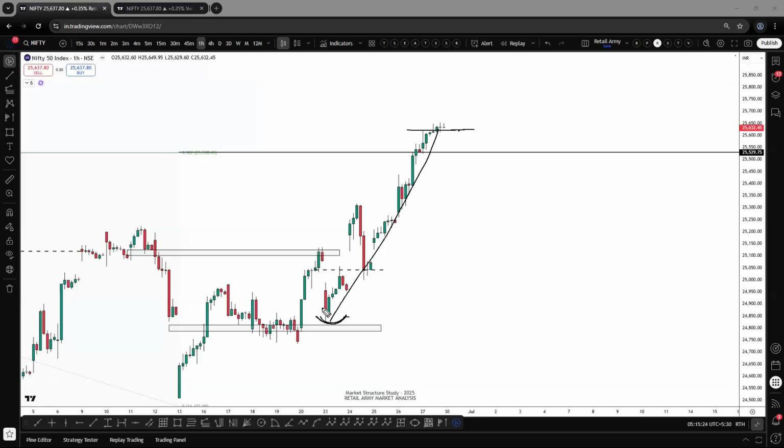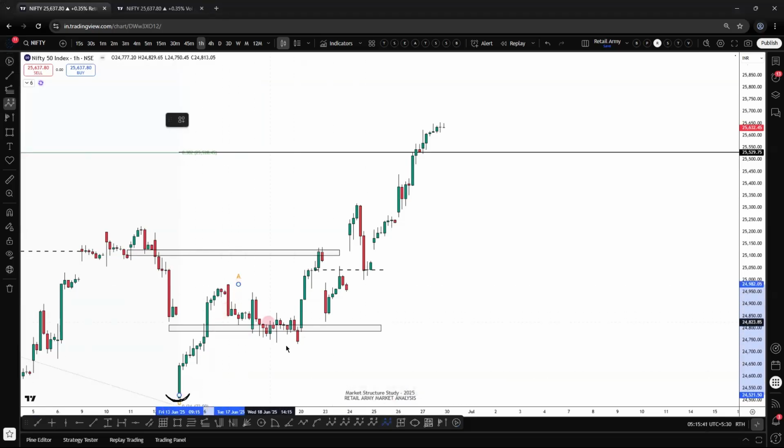So if this is a single wave and it's very big, what happened to the previous counts? The previous counts, there are two options here with me, considering GIFT Nifty and your Nifty futures chart. Two options. What are the two options? Let me just mark it. It'll be clear for you. Change the color.